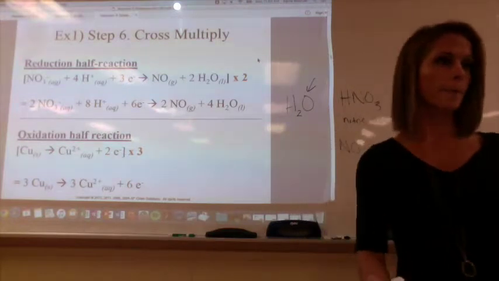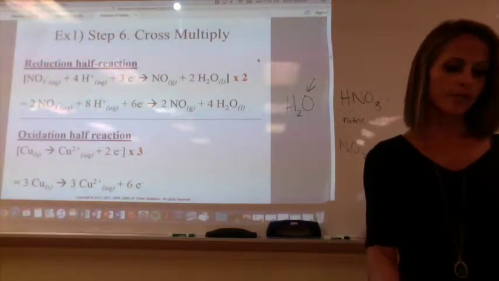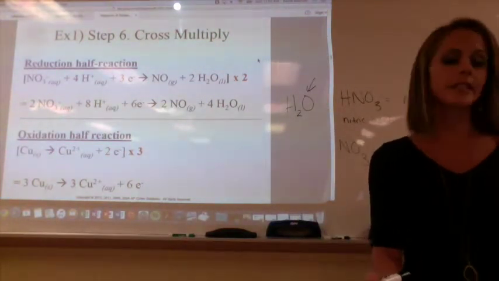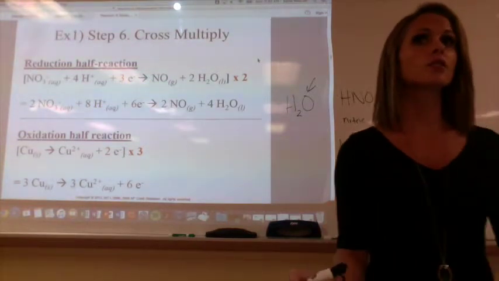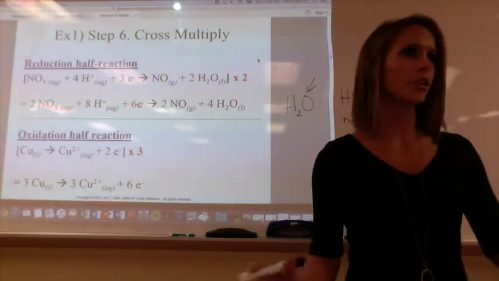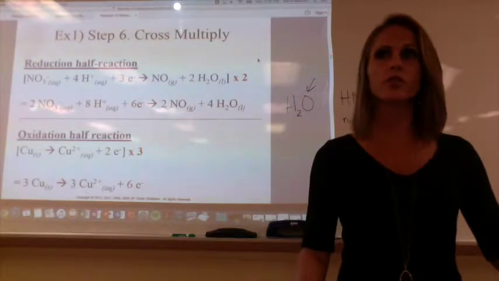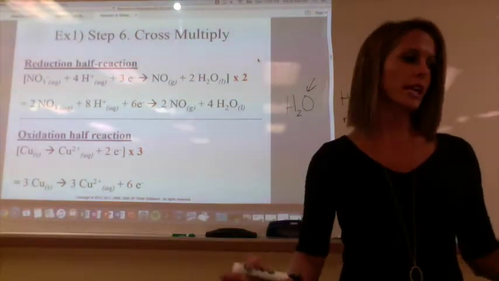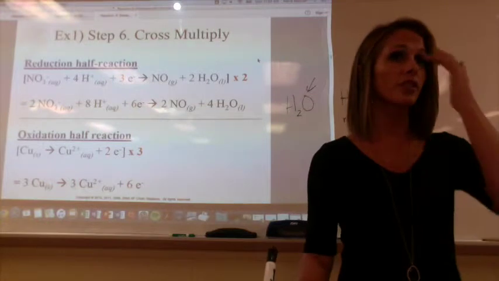Everybody good there? So the last step, number 7, is to add your half reactions and cancel things that are the same. Obviously the one thing that needs to be the same are your electrons because you have to cancel them. Electrons don't appear in any final reaction that you've written. But I want to point something out to you before we look at the next slide.